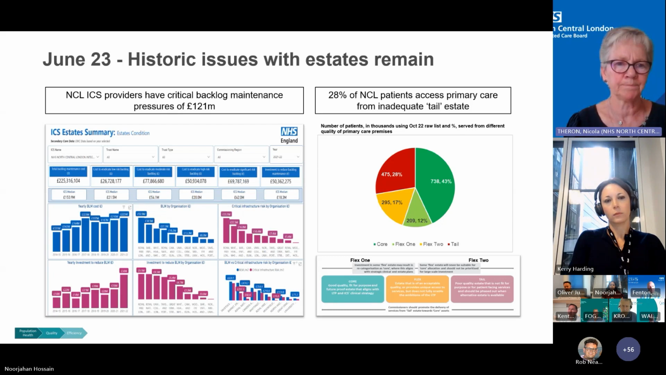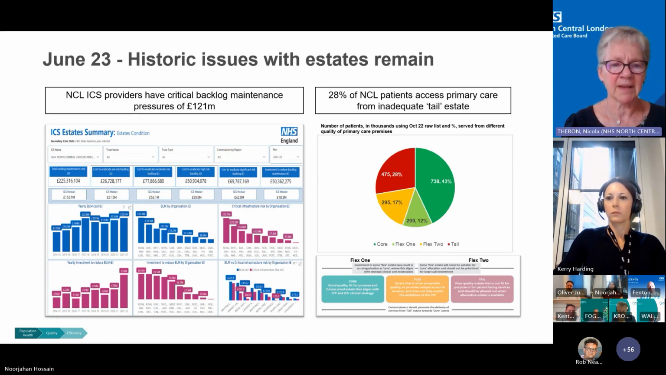On the primary care side, it's a similar story in some ways. Over a quarter of our patients are seen in primary care estate that is not fit for purpose. Small, poor quality, does not allow the sort of collaboration and integration that we need. And some of our boroughs are way worse than that. So one of our boroughs is up to 50%, one of our boroughs is significantly better. So that point around hard truths has played out in this data.